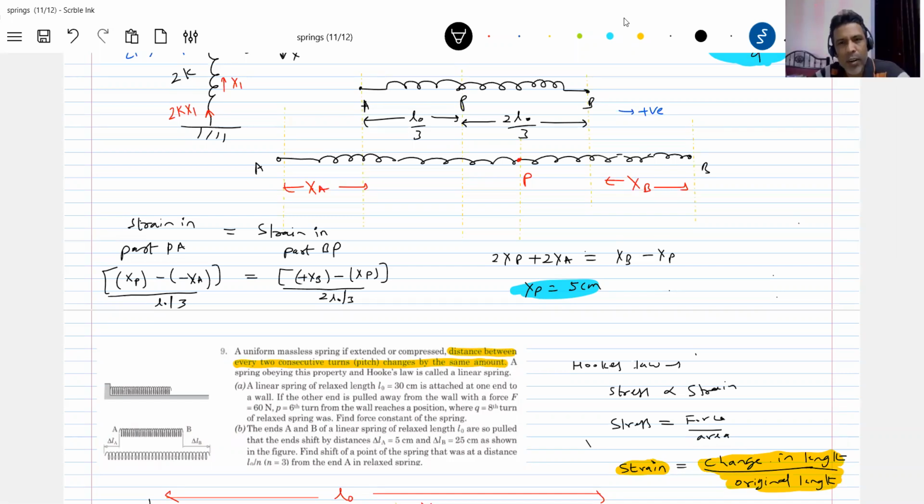Sir, can you locate a point where the displacement will be 0? Can we locate a point on a spring where the displacement will be 0? I'm giving it as a question. Can we find it out? So you have to put XP, no? I'll come to the question.